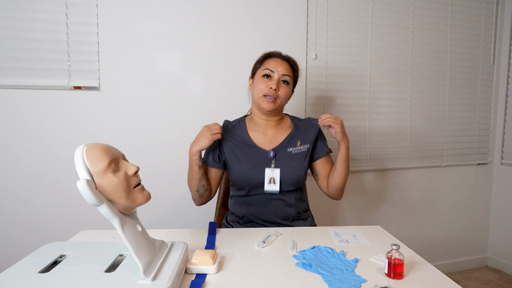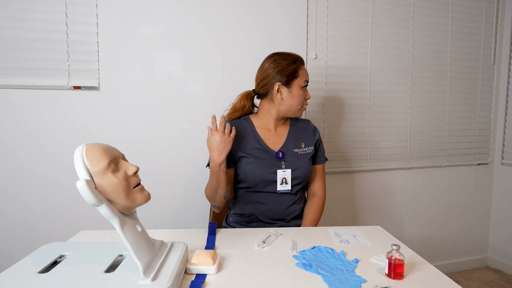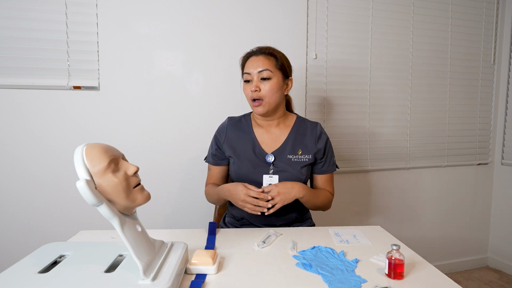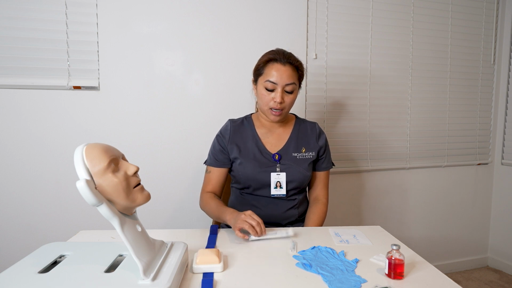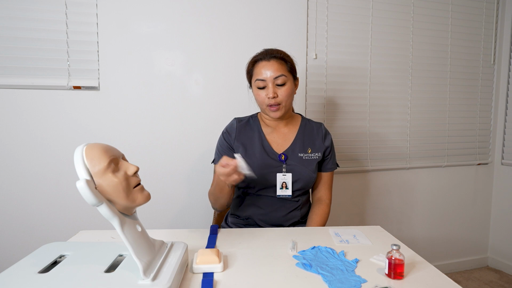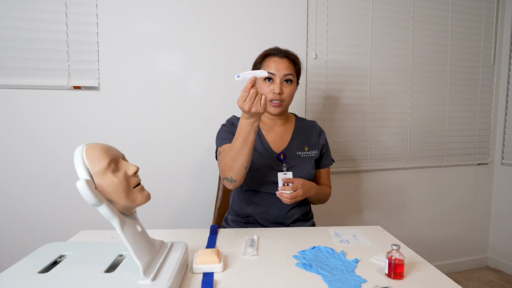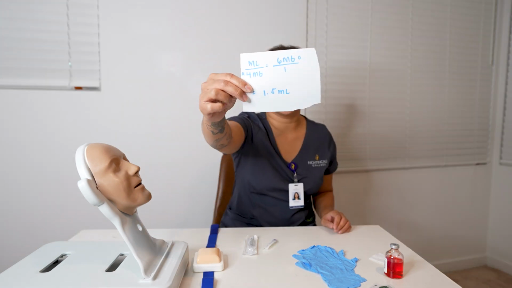Before I start, I have my Nightingale scrub top, Nightingale scrub bottom, Nightingale badge. My hair is tied back. There's nothing on my nails, no acrylic nails, no hanging jewelry. I have Miss Smith here, her deltoid. I have a 3 milliliter syringe, a 25 gauge 1-inch needle, and my dosage calculation.